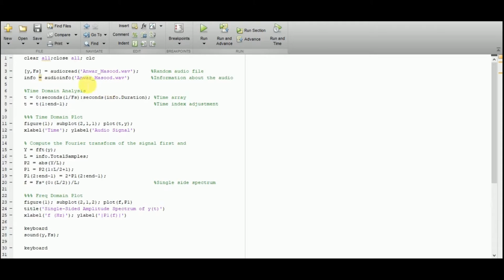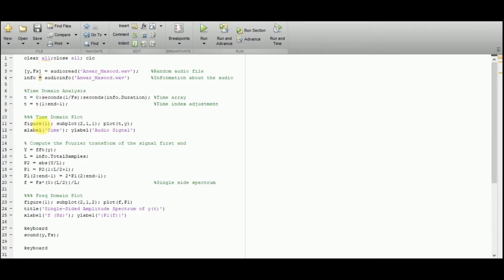Next, for the time domain analysis, I'm generating a vector t, that is for time, which starts at 0 and terminates at the info duration. So the duration that is available in the file info would be extracted out, right? Whereas the sampling time is simply 1 over fs. Next, the time index is adjusted, and as a first step we have the time domain plot.